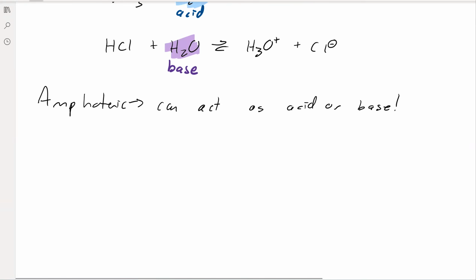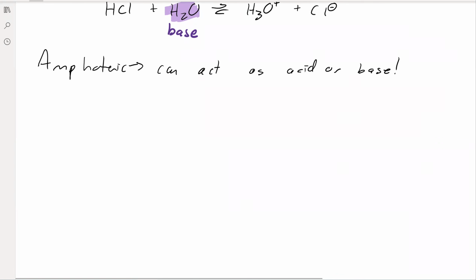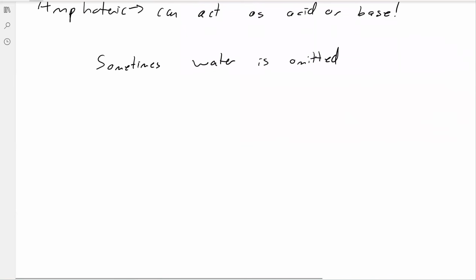All right, so whenever we write reactions, especially in general chemistry, our most common solvent is water, right? That's the most common solvent that we work with. And so sometimes we just omit it. So sometimes water is omitted, which means that we just don't write it out in the chemical reaction, but we know that it's still there.